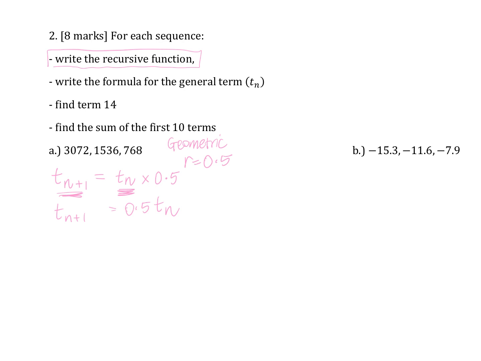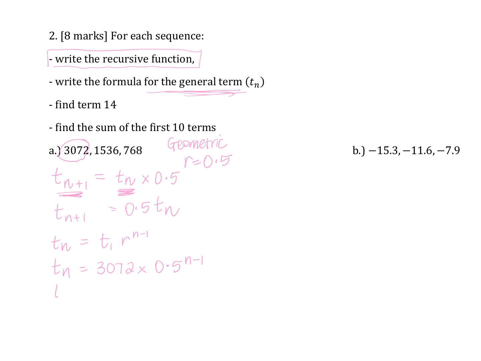The formula for the general term, well, we can go to our formula sheet for this. Formula for the general term starts with term n equals term 1 r to the power of n minus 1. Now, that is just the formula from the formula sheet. We want the formula for the general term for this particular sequence. Here it is. Term n equals term 1, this one, 3072 times r, 0.5 to the power of n minus 1. That's what we're looking for, the formula for the general term.